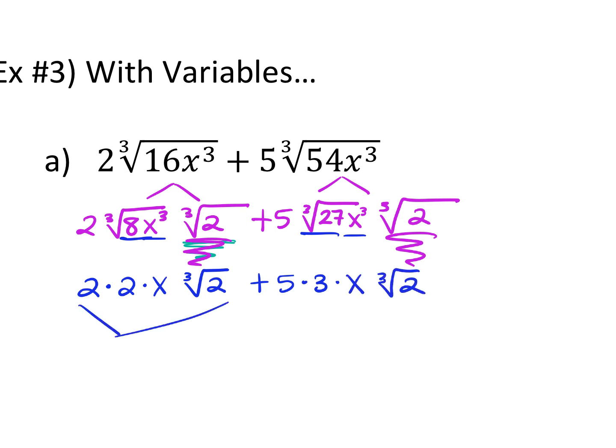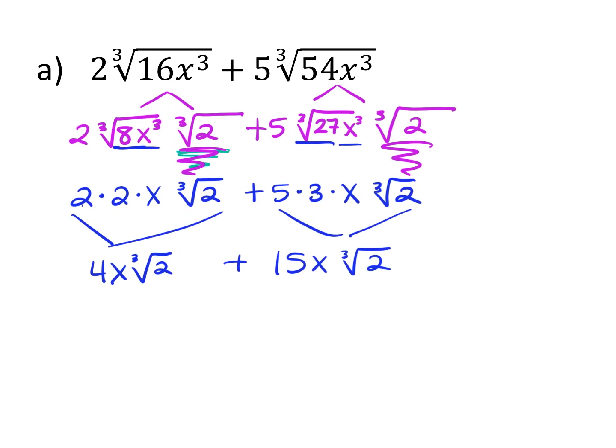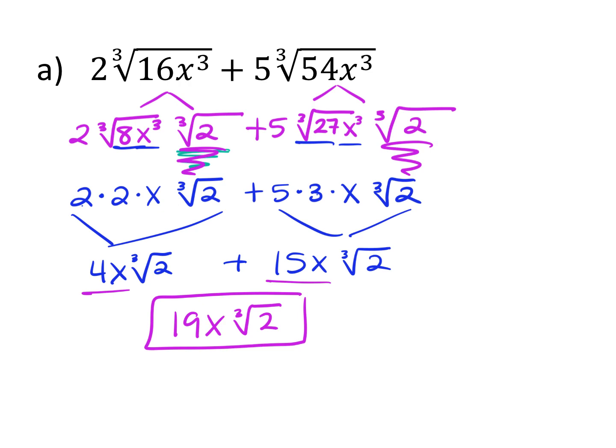Okay, so now simplify this. 2 times x is 4x times the cube root of 2. Simplify this. 5 times 3 times x is 15x times the cube root of 2. And now you're going to add those together. You're not multiplying your x's. It doesn't become x squared, right? It's 4x plus 15x is 19x. And then you've got the cube root of 2. Good?